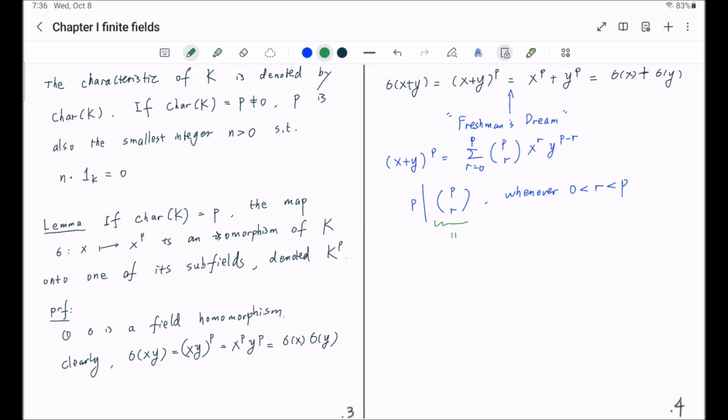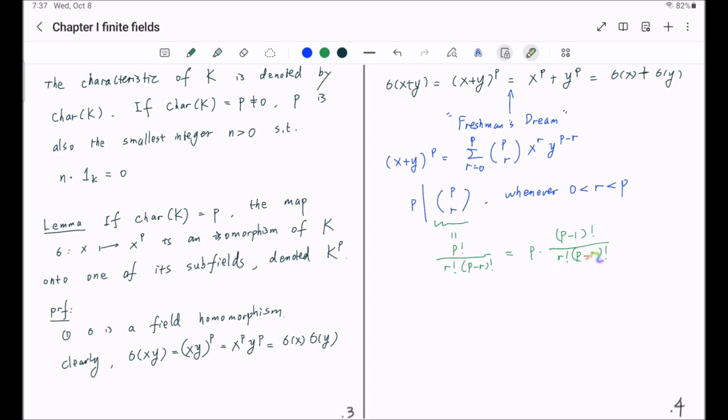Because what is p choose r? P choose r is p factorial divided by r factorial times (p minus r) factorial. And this is equal to p times (p minus 1) factorial divided by r factorial times (p minus r) factorial. And now because r is strictly bigger than 0 and strictly less than p, we know that this whole thing is an integer. We know any binomial coefficient is an integer.